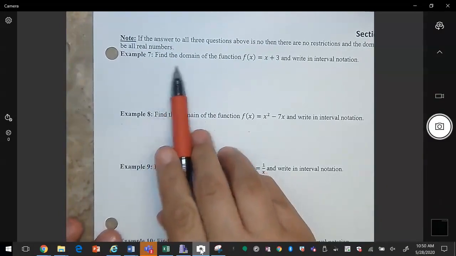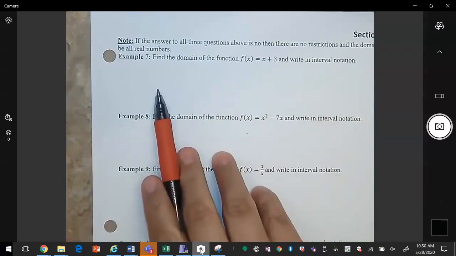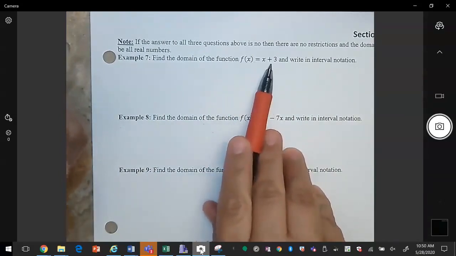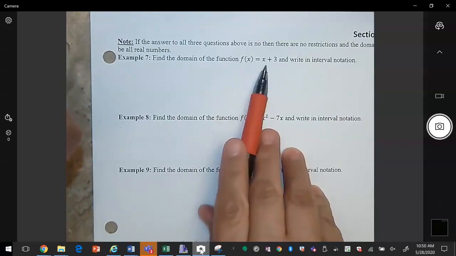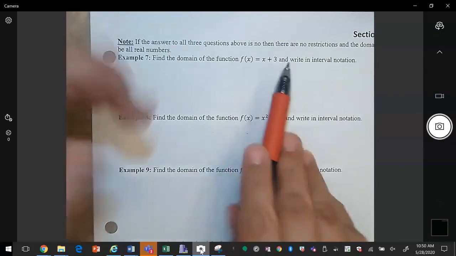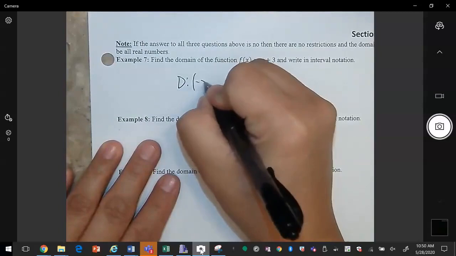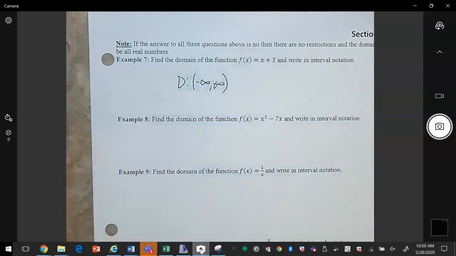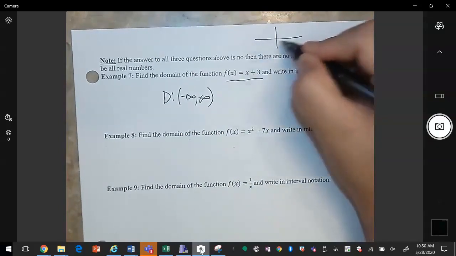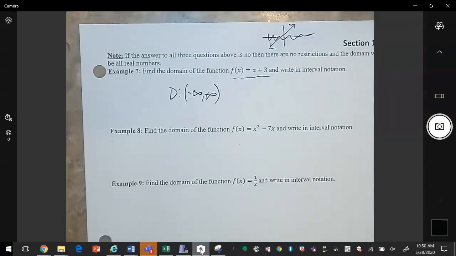So the first one, find the domain of the function f of x equals x plus 3 and write in interval notation. So the first question is, do you see any fractions here? The answer is no. Do you see any square roots? The answer is no. Do you see anything with the word log in here, logarithms? The answer is no. Therefore, my domain will be -infinity to +infinity. You can also think about the graph. This graph is a line. And so if you notice, it's going to use all the x values.